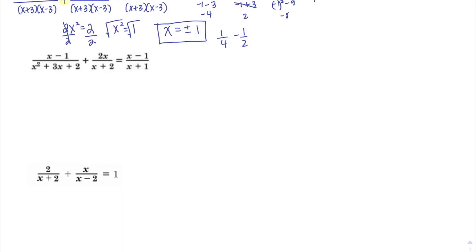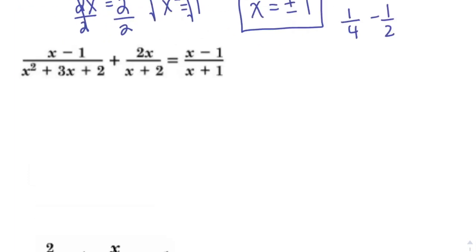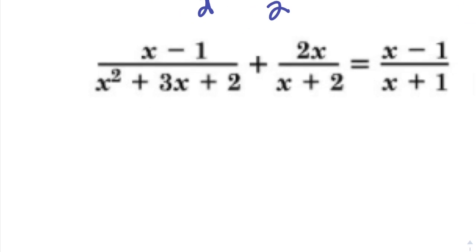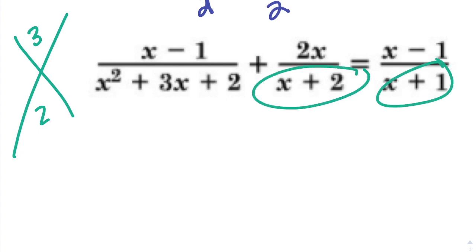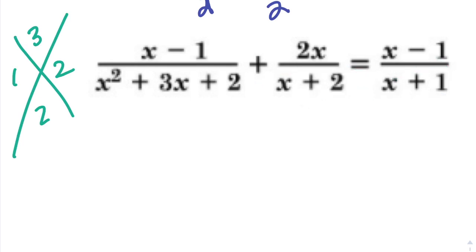So jumping back in on this next one, the first thing that I'm going to do is factor and then kind of go from there. So start by factoring: sum to 3, product of 2. I'll give you a minute to think about it, and using these to guide you, it's going to be 1 and 2.